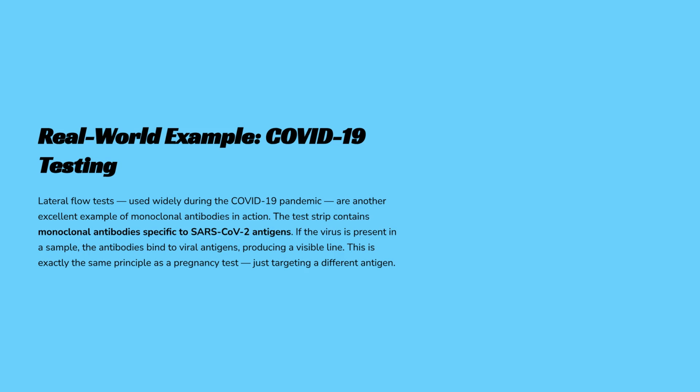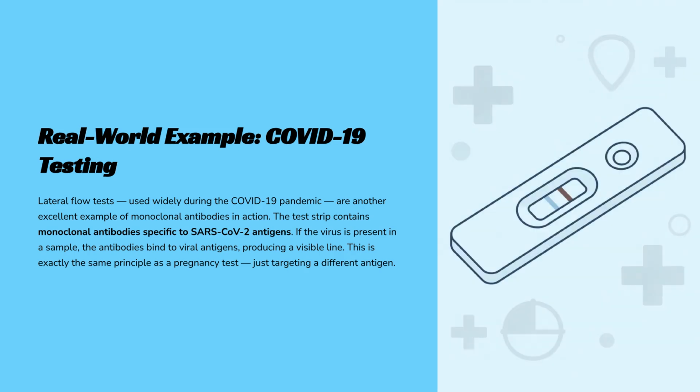Another common application is in COVID-19 testing. Lateral flow tests use monoclonal antibodies specific to SARS-CoV-2 antigens. If the virus is present in a sample, the antibodies bind to the viral antigens, creating a visible line. This works on the exact same principle as a pregnancy test.